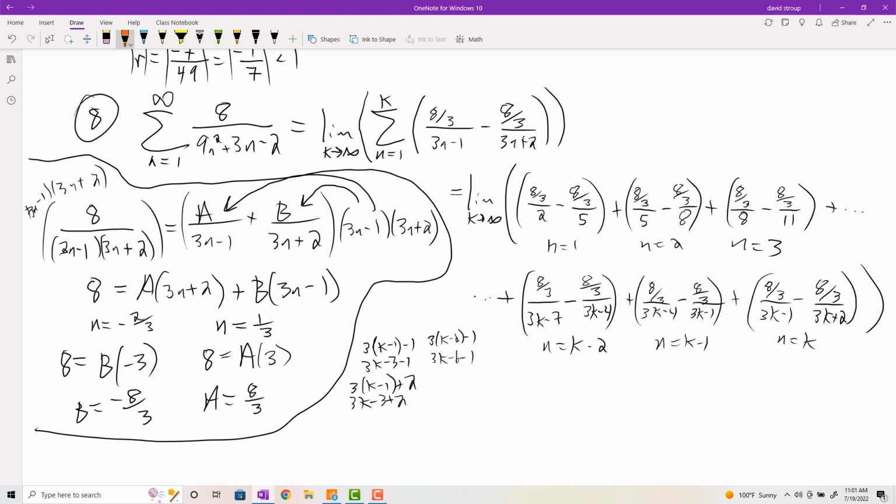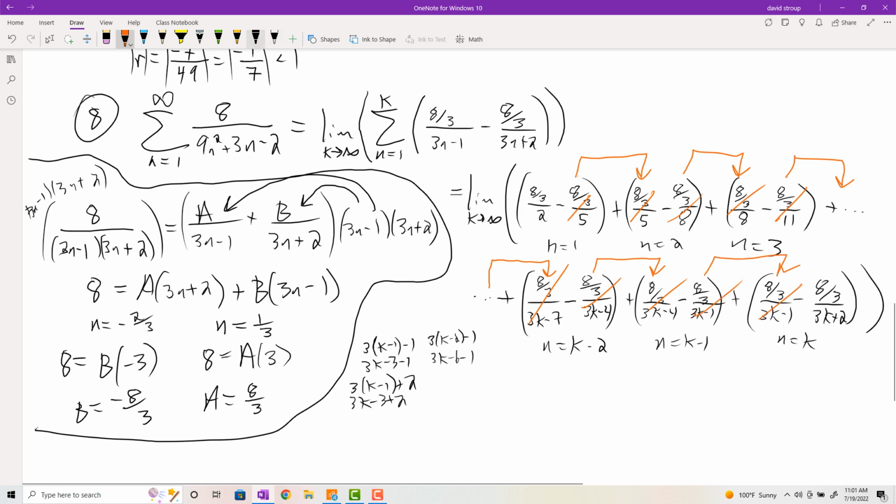So if you do your cancellations, you see that this second guy cancels with the first guy in the next pair, right? So this guy will cancel with this guy will cancel with this guy that we don't see. The second guy here will cancel with this guy, and this guy cancels with this guy cancels with this guy, and then you're just left with 2 terms.